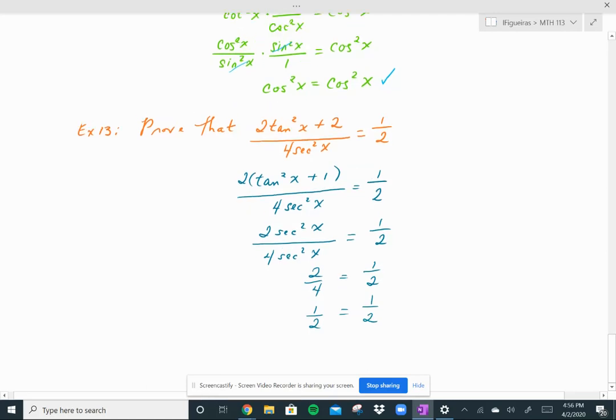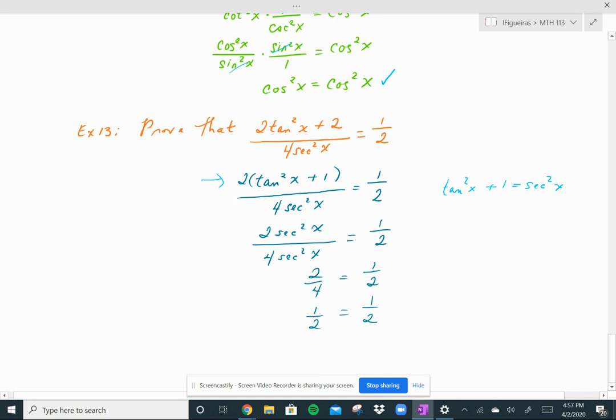Okay, here's another one with just a constant on the right. We have 2 tangent squared of x plus 2 over 4 secant squared of x. We want to prove that that's equal to a half. Okay, so in the numerator, first I factored out a 2, which is what you see here. So that's 2 times tangent squared of x plus 1. And that one also should remind you of one of the Pythagorean identities. The identity says that the tangent squared of x plus 1 equals the secant squared of x.